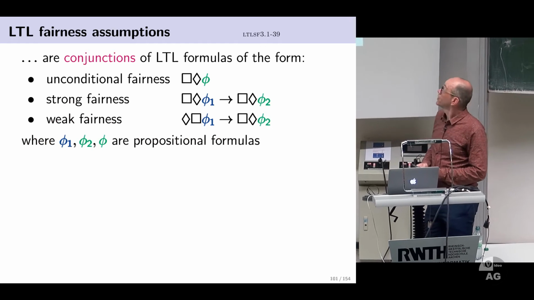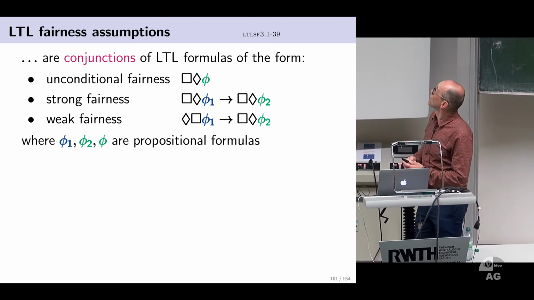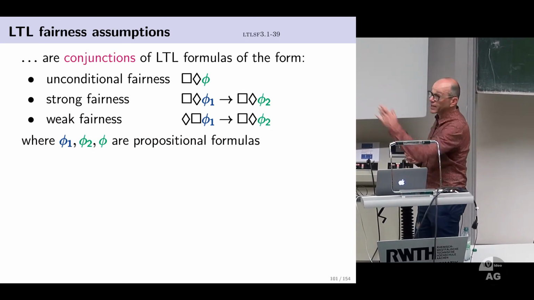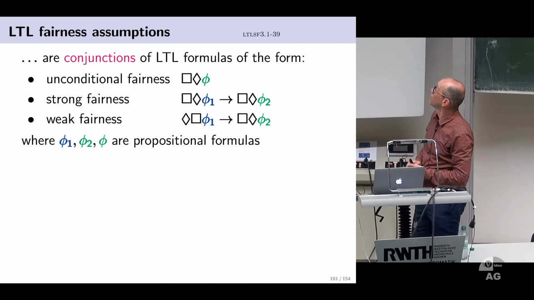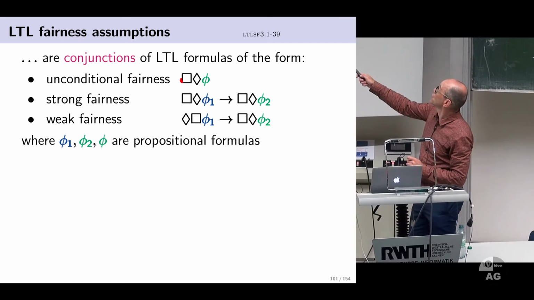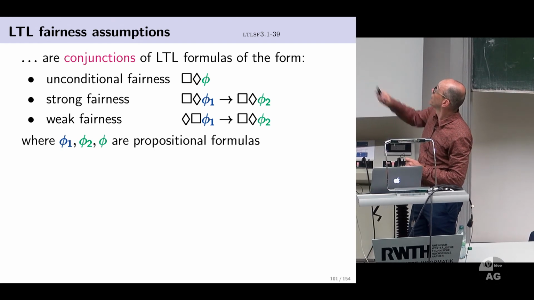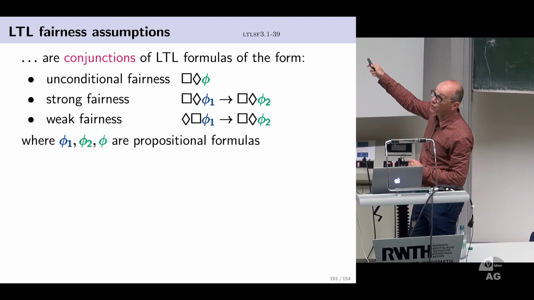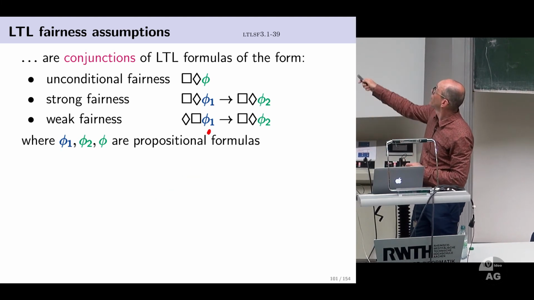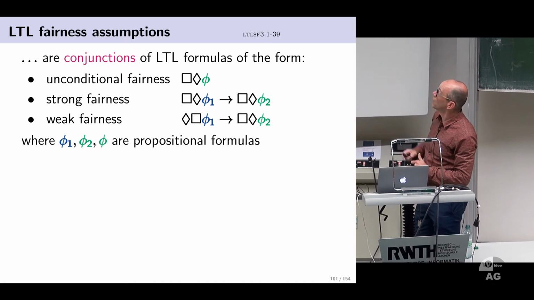So LTL fairness assumptions are just conjunctions of the following form, and that matches exactly what I wrote down on the blackboard. Unconditional fairness assumptions are of this form: infinitely often phi. If phi 1 holds infinitely often, then phi 2 must hold infinitely often. If phi 1 holds from some point on, then phi 2 must hold infinitely often.